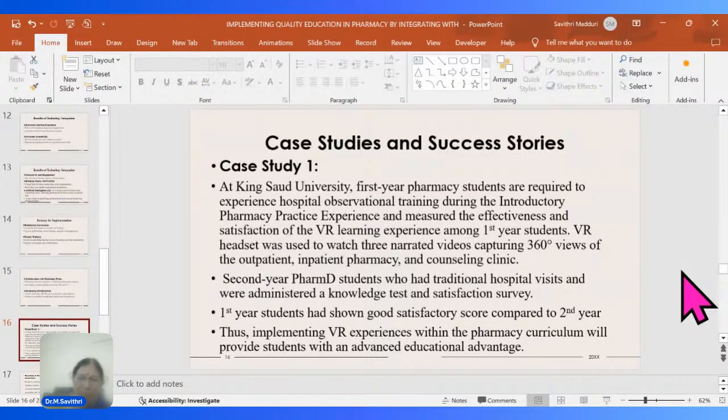So we are coming to the end, the case studies and success stories. As I told you in the beginning, with regard to inorganic chemistry or pharmacology, normally if you are trying to deliver a lecture on a particular drug or a classification of drugs, please go through the history of how it was invented and how it was developed.